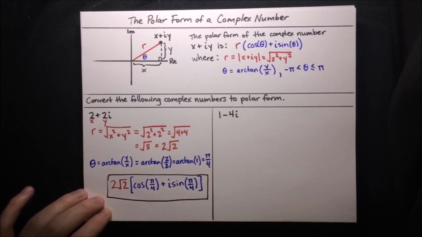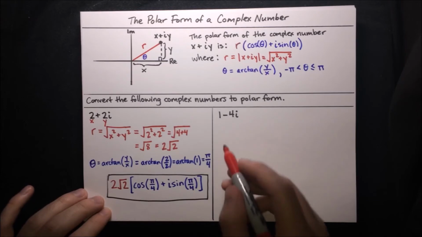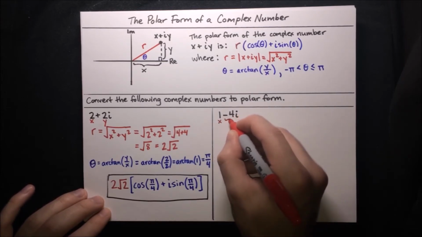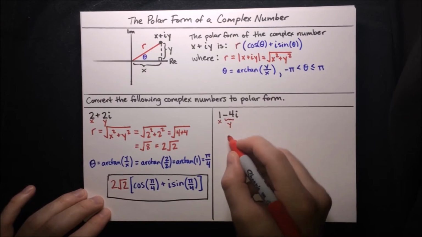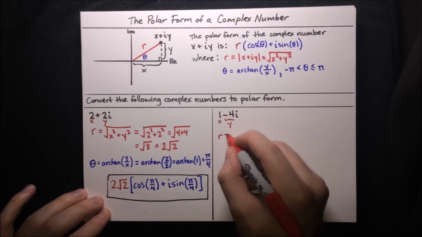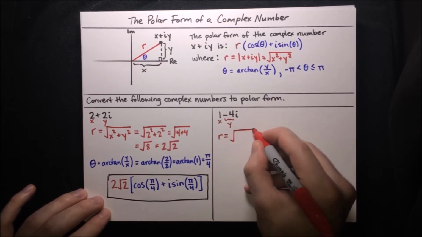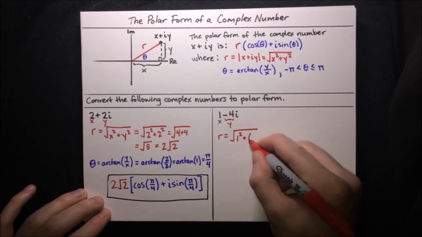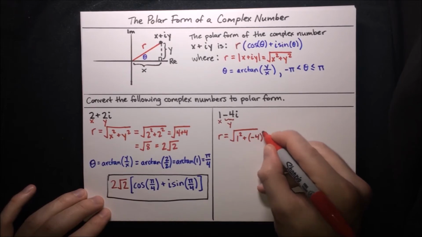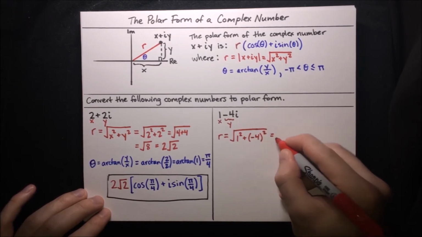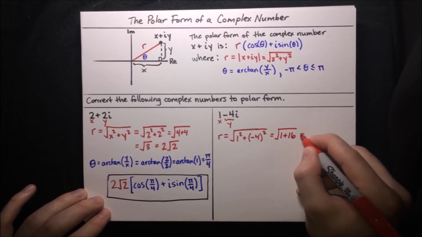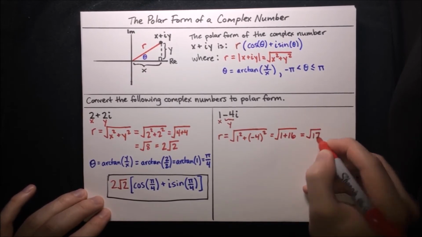Alright, so on to the next example. 1 minus 4i is the next one. So x is 1, and then y is minus 4. So we just go ahead and compute r. r is square root of x squared, so square root of 1 squared, plus y squared, so plus negative 4 squared, which comes out to square root of 1 plus 16, which is square root of 17.